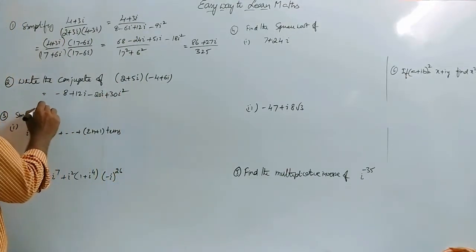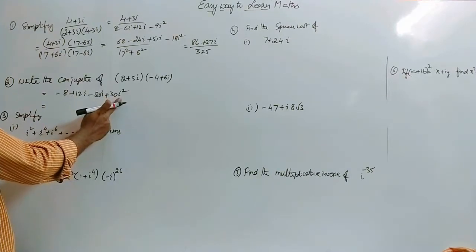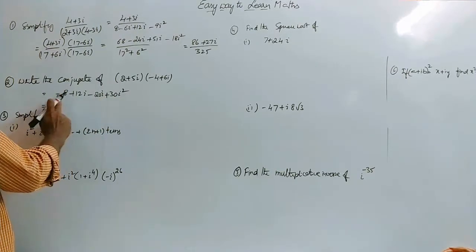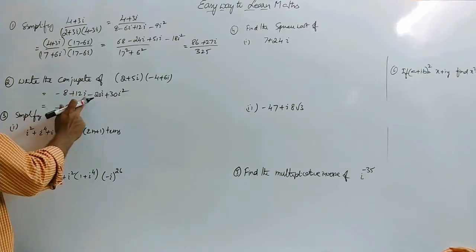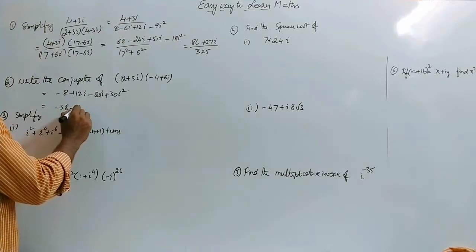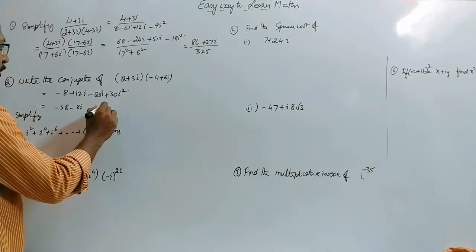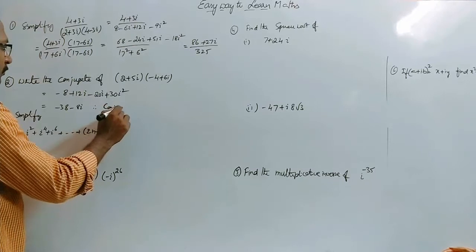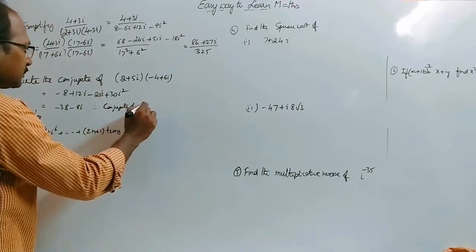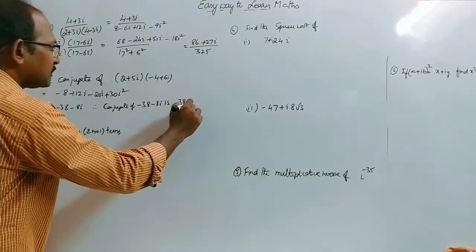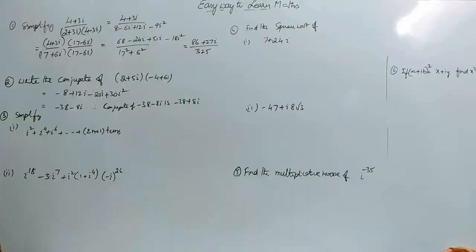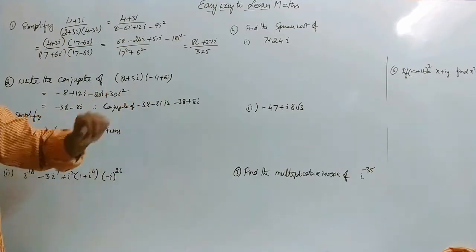Again, therefore that is equal to, here i squared is minus 1, then minus 30 minus 8 is minus 38, and here plus 12i minus 20i, therefore minus 8i. Therefore the conjugate of minus 38 minus 8i is minus 38 plus 8i. You just have to change the sign of the imaginary part only. Here it was minus, that's why you have written it as plus 8.